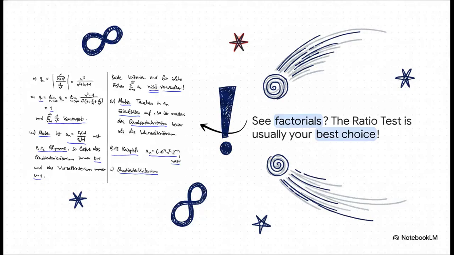But what's really interesting here is this specific snippet, straight from the professor's handwritten lecture notes. This is an absolute goldmine. It says, "Merke," or remember, if factorials appear in a_n, the ratio test is usually the best choice. When you're sitting there sweating over a high-pressure exam paper and you see an exclamation mark representing a factorial, do not panic. Just immediately deploy the ratio test.